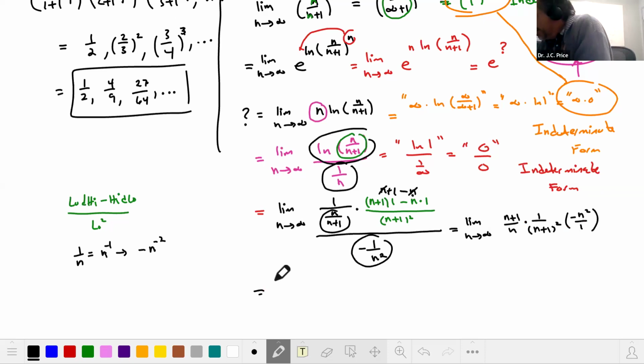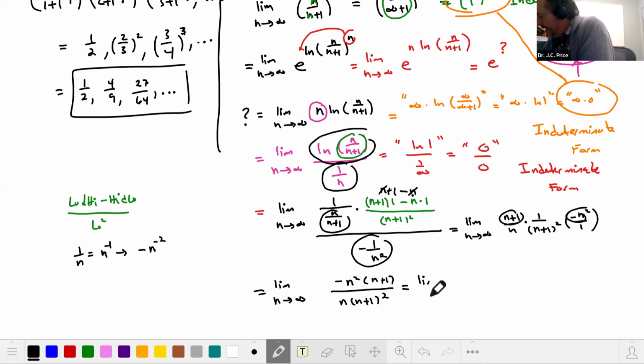And so this will be equal to the limit as n goes to infinity of what? So we'll have a negative n squared on top, and then times an n plus 1. Right? So you just basically have this times that. And on bottom, we'll have an n times n plus 1 squared. Oh, so some things are going to cancel here. So it's the same thing as the limit as n goes to infinity of negative n squared divided by, and then this n plus 1 on top will cancel with one of these in the bottom. So we'll have an n times n plus 1 on the bottom.